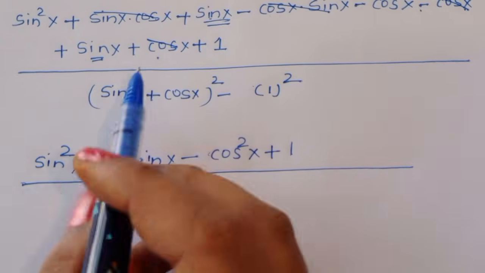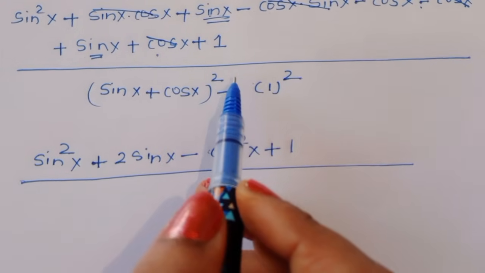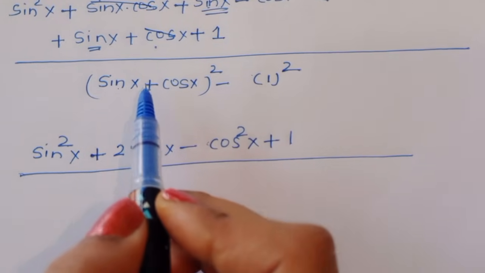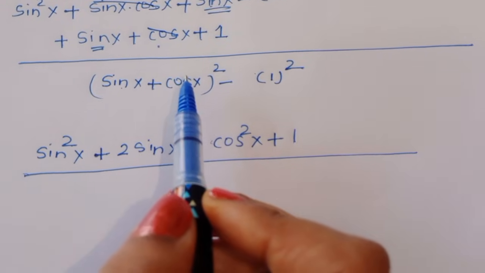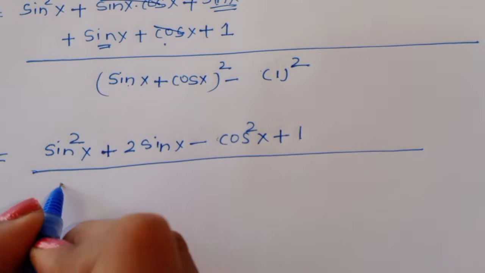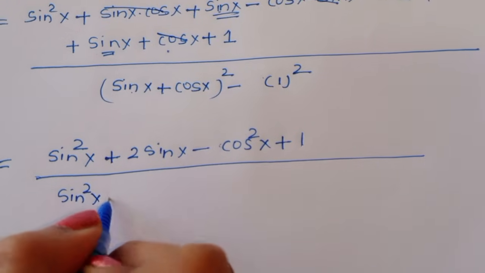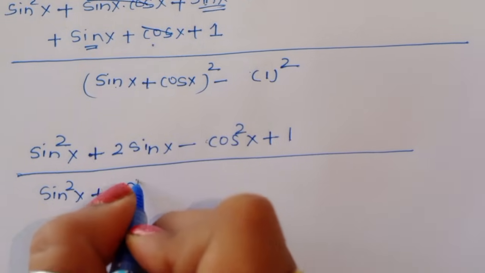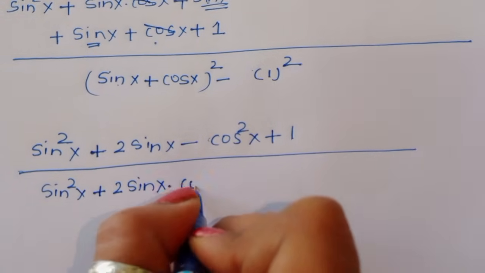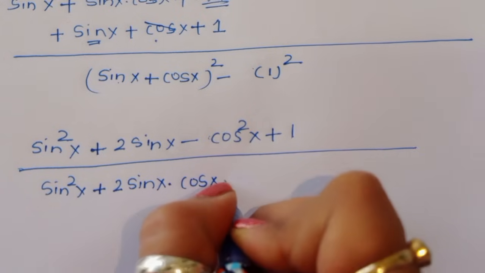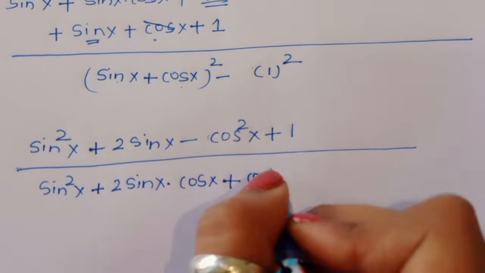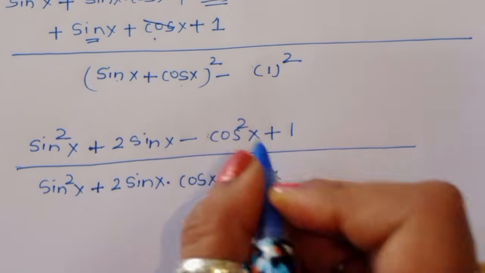Now this is the formula of a square minus b square. So we can write this as (a plus b) whole square. (a plus b) whole square is equal to a square plus b square plus 2ab. So a square is sin square x, plus 2ab, that is 2 times sin x times cos x, plus b square, that is cos square x, right?